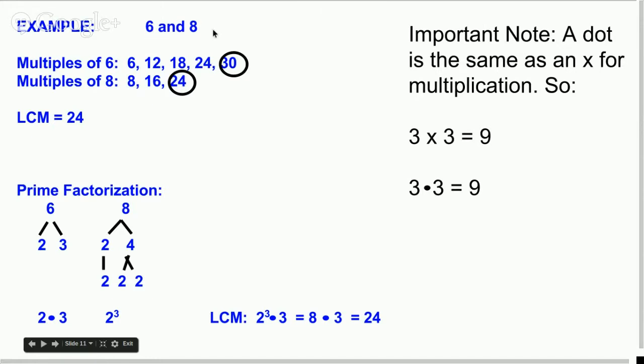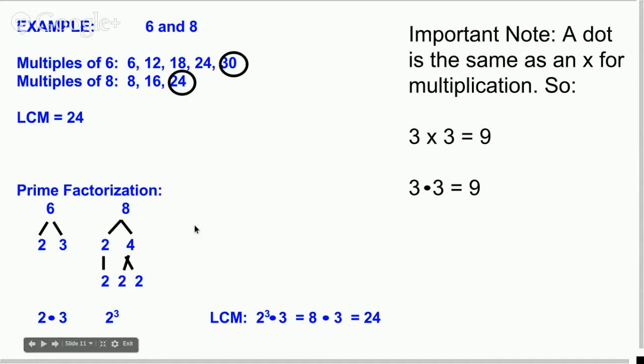So if we have 6 and 8, you can list them all out. 6, 12, 18, 24. Sorry, that circle is supposed to be around 24. Okay? 24 is the first number they share. So the least common multiple is 24.